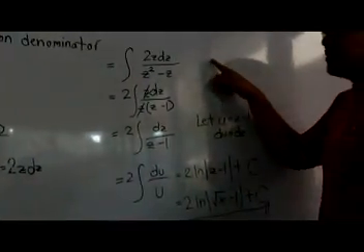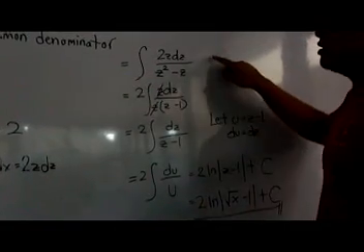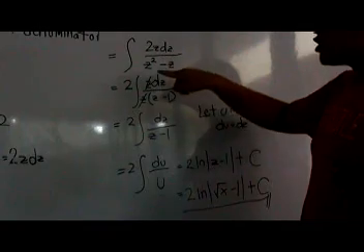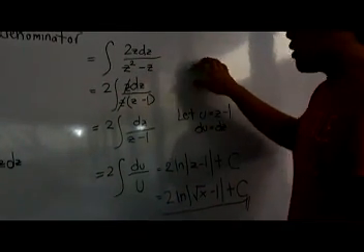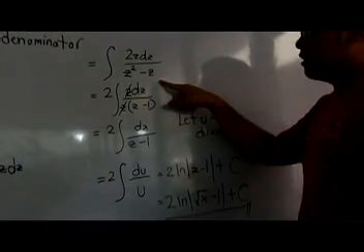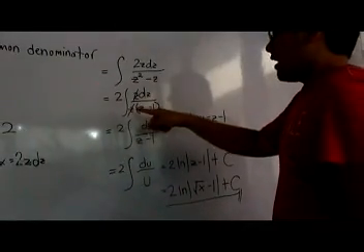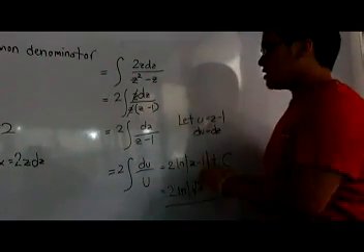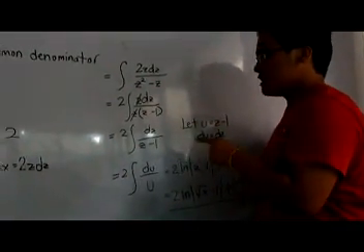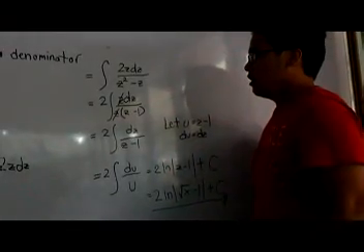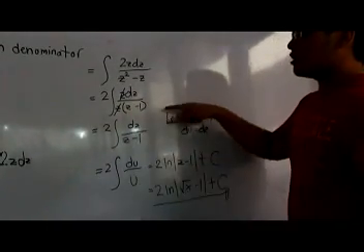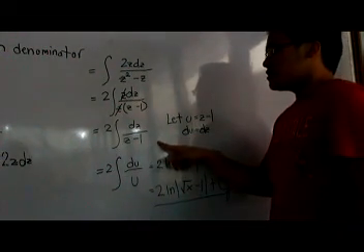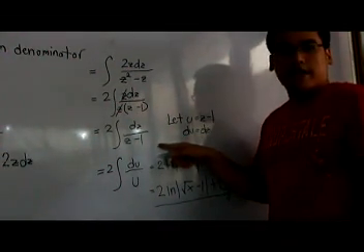Moving on, substitute into the original equation: dx is equal to 2z dz, over x, which is z squared, minus square root of x, which is z. Factoring out z from the denominator, we get 2 times the integral of z dz over z times z minus 1. We can cancel out z from the numerator and the denominator, and we get 2 times the integral of dz over z minus 1.